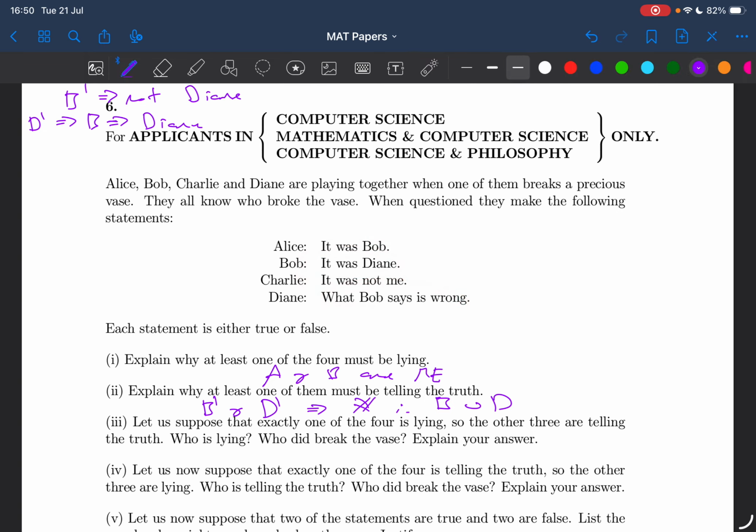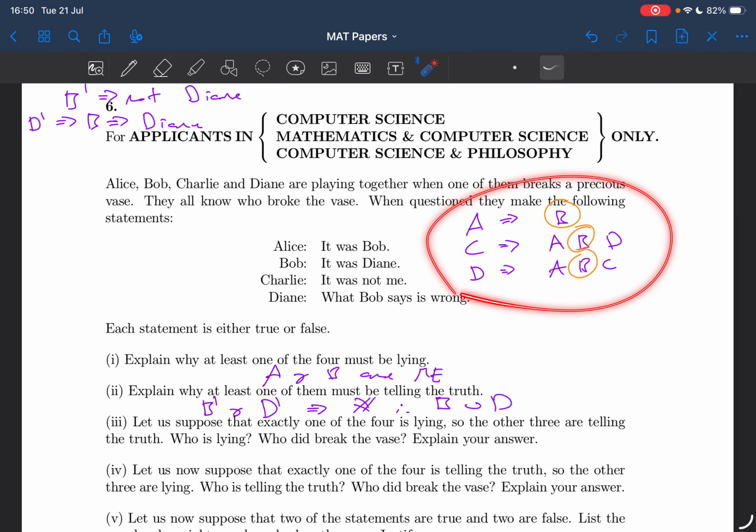So let's have a look at when Bob is lying. So Alice tells the truth. That means that it is Bob. But Charlie tells the truth. So that means it's not Charlie. And Diane tells the truth. That means that what Bob says is wrong. It was Diane, so it's not Diane. So i.e. it's A, B, or C. So in that case, B is allowed in all of them. So that is a valid outcome.